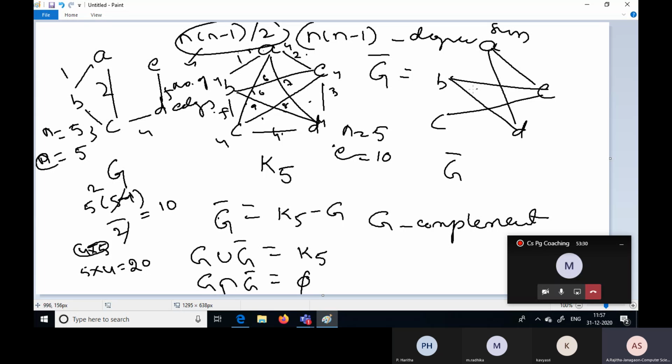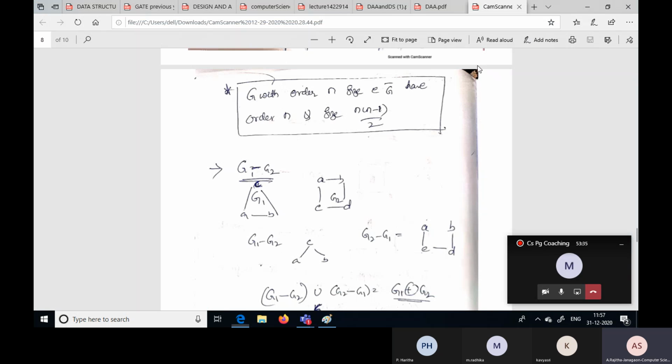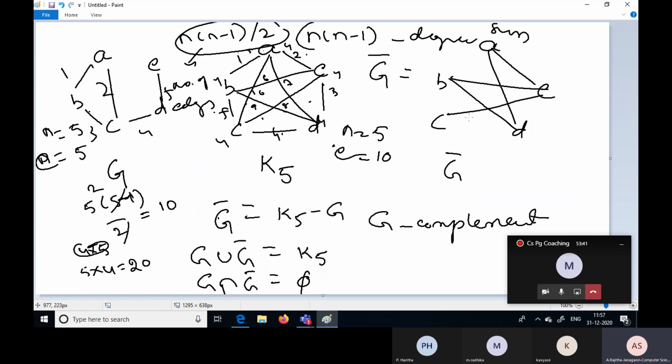In this case, the complement graph contains the same order. Coming to the size, that means the number of edges, this is 1, this is 2, this is 3, this is 4, this is 5. So here the order is the same and the number of edges is n into n minus 1 divided by 2, that is 5 into 5 minus 1 divided by 2, that is 10. Suppose here one more like this, but you do not take this one.